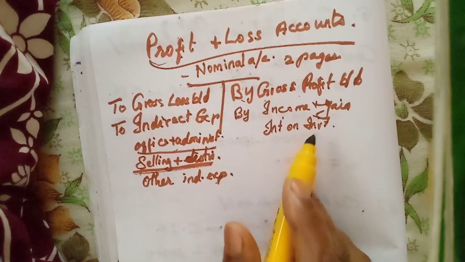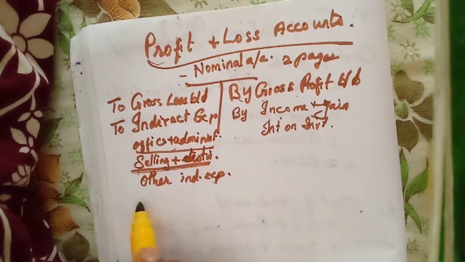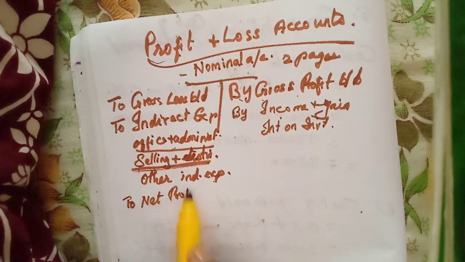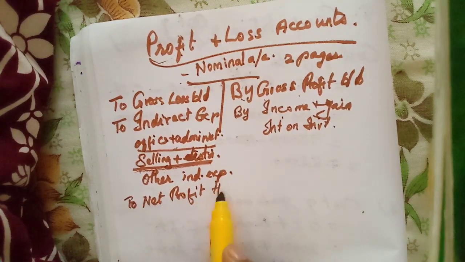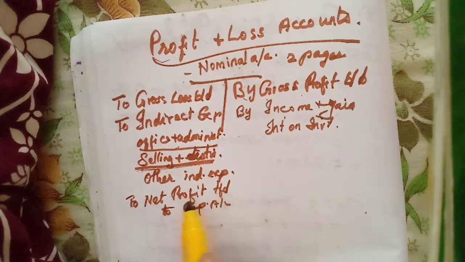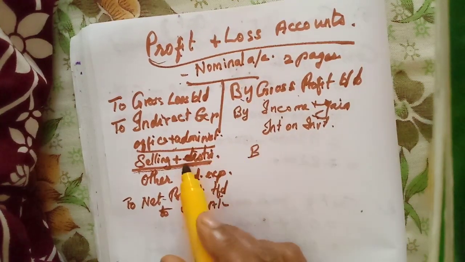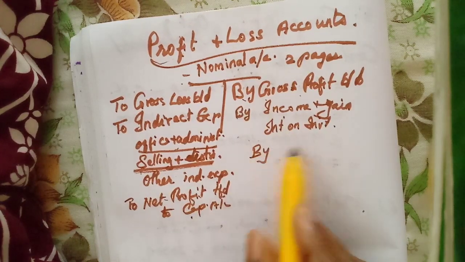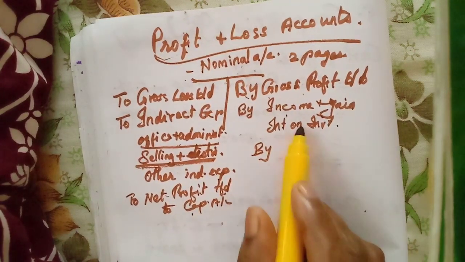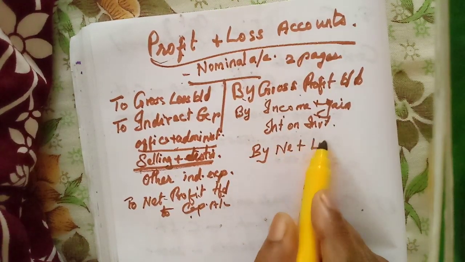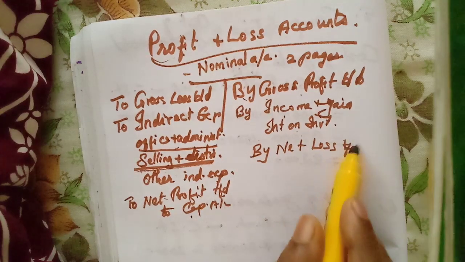If the income and gains on the credit side are more than the expenses, that is called net profit. We have to write net profit transferred to capital account, and add this net profit to the capital account. If the debit side is more, then the difference will be here, and we should write by net loss transferred to capital account.